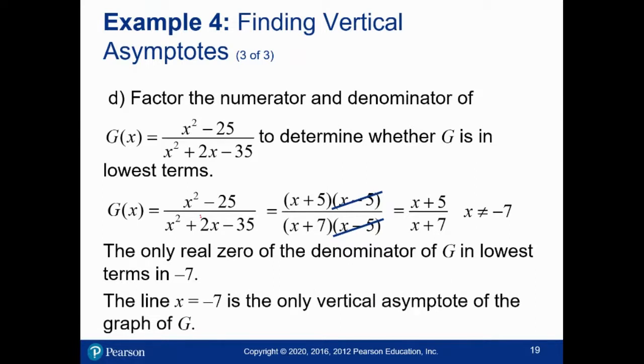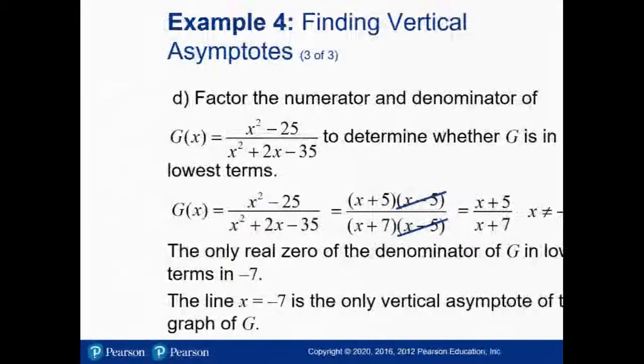If you started this problem and you just said factor this and find the roots, you would have accidentally said that x equals 5 is a vertical asymptote. It isn't, because these would have been canceled. Okay, so that's the one thing that can really throw you off in finding vertical asymptotes, this reduction to lowest terms. But take a break and we'll come back and keep doing more examples.